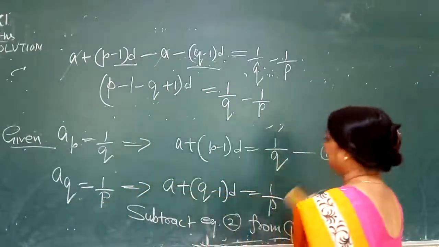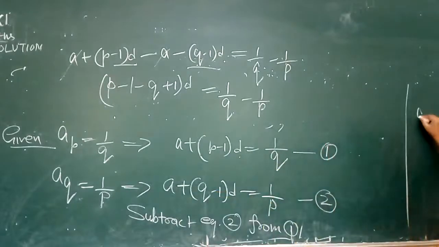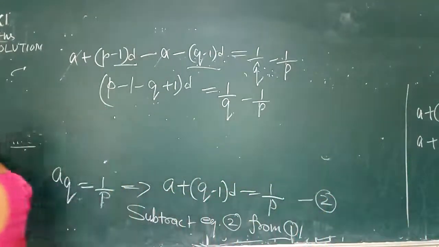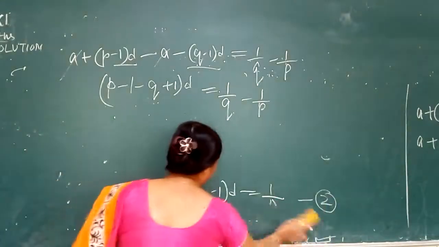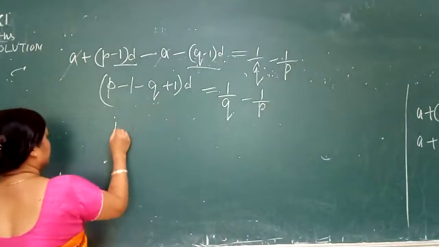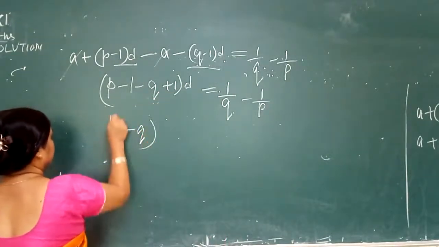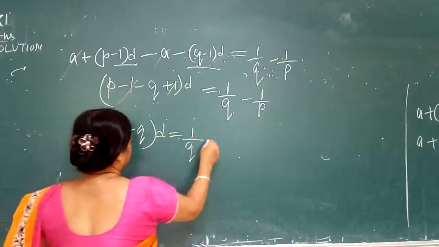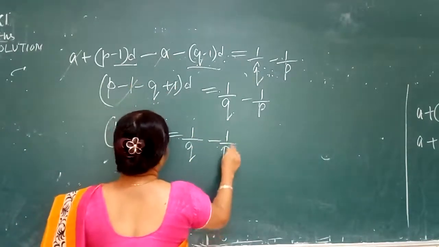After that we will use this equation afterwards, so write at the side: a plus p minus 1 into d is equal to 1 by q and a plus q minus 1 into d is equal to 1 by p. Now solve this equation. What will come here? After solving, minus 1 plus 1 cancels, it will come p minus q into d is equal to 1 by q minus 1 by p.